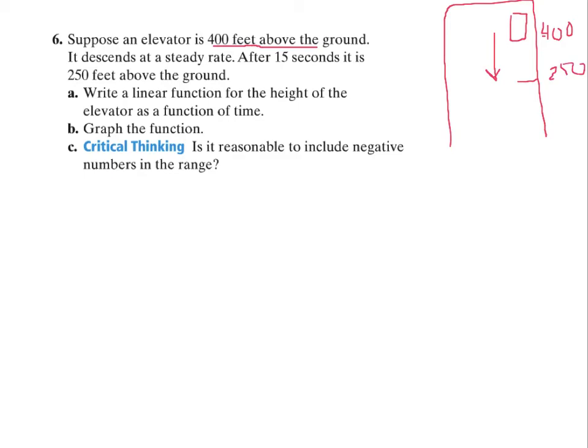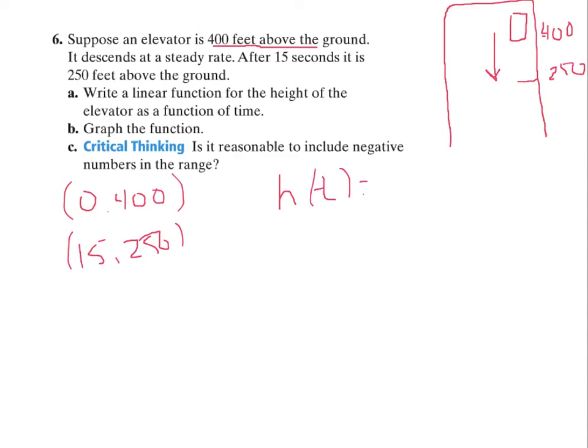So here's kind of how you want to look at it. At 0 seconds, we were at 400. This is kind of like a point. And 15 seconds later, we were now at 250. So the question is, write a linear function for the height of the elevator as a function of time. So again, we have t and height. We've got h and t. So h of t is going to equal some value.